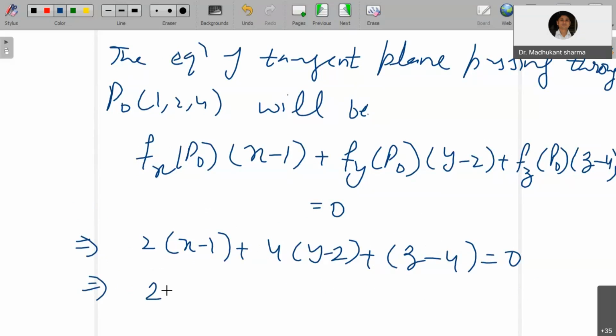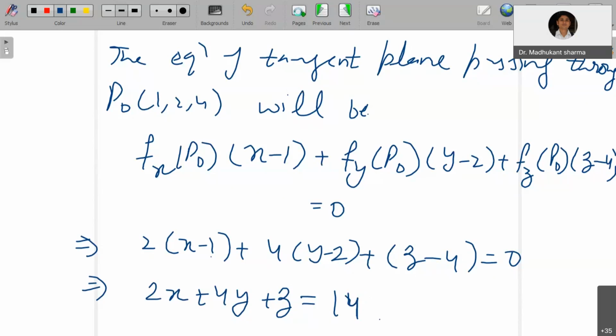And you can rewrite this as 2x plus 4y plus z equals 2 plus 8 plus 4, that is 14. So this will be the equation of tangent plane, okay, passing through the point (1, 2, 4). Right. So now similarly you can identify the equation of normal line.